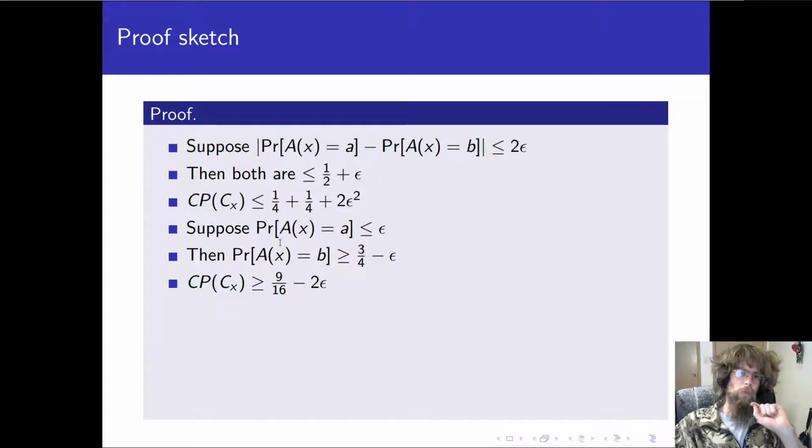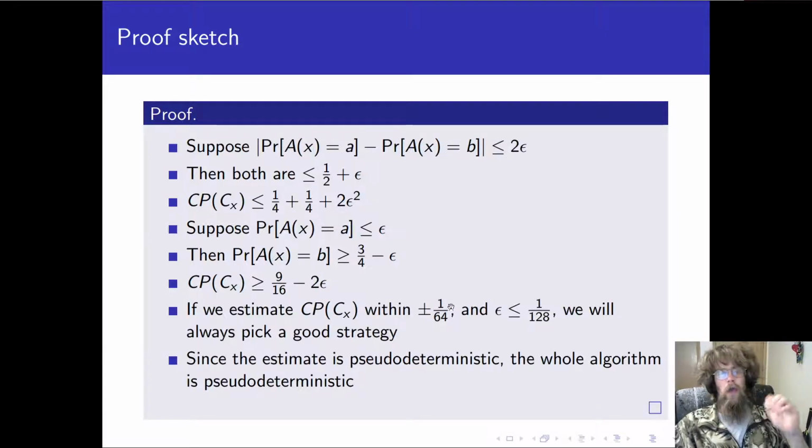On the other hand, if A occurs less than epsilon of the time, then the chance of getting B has to be at least this, because A plus B is at least 3/4 of the time. So that gives us a collision probability lower bound of 9/16. And if our estimate is tight enough, and this error we pick here is tight enough, we'll always choose a good strategy. We just decide on what epsilon we want to deal with beforehand, and that affects how many times we have to run A.